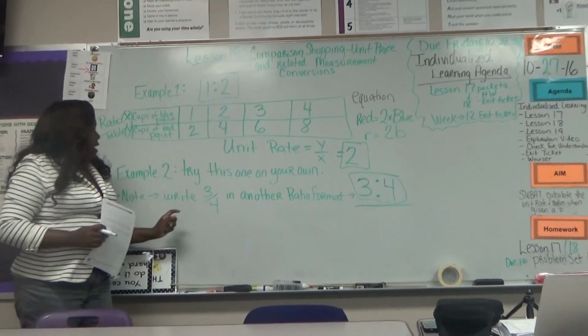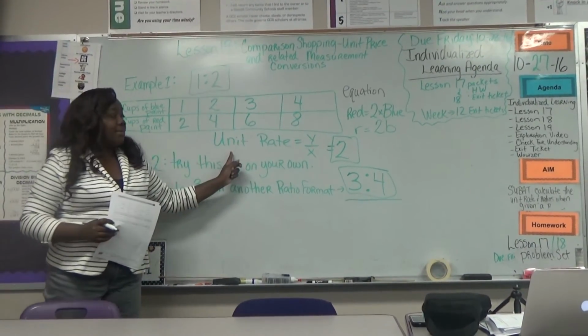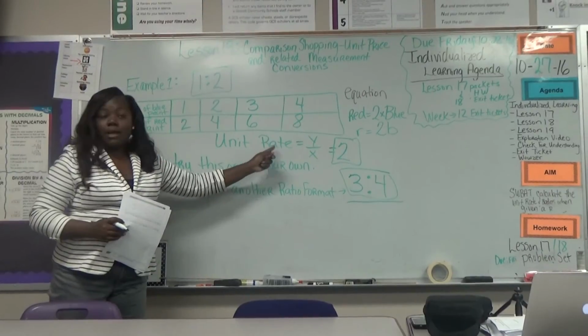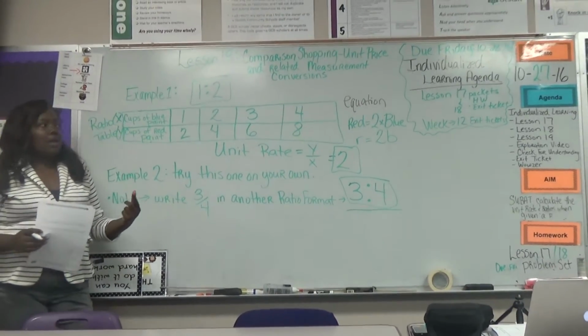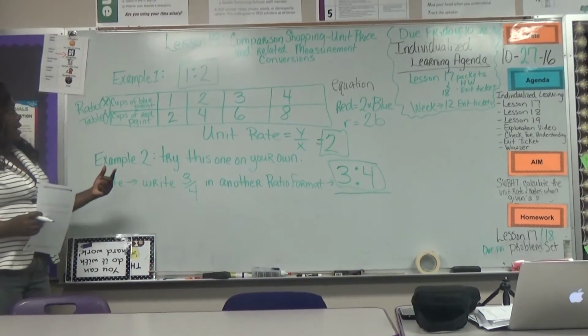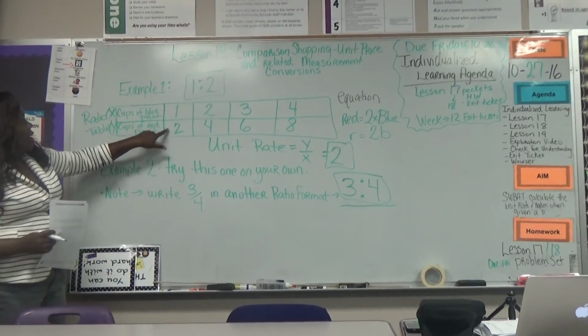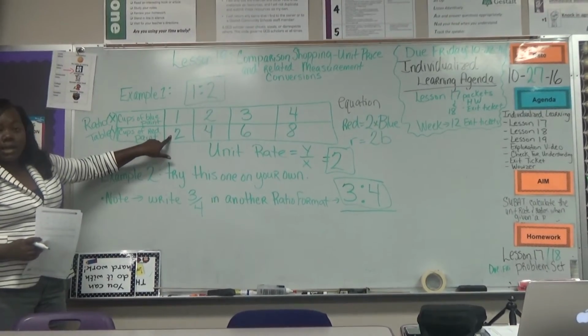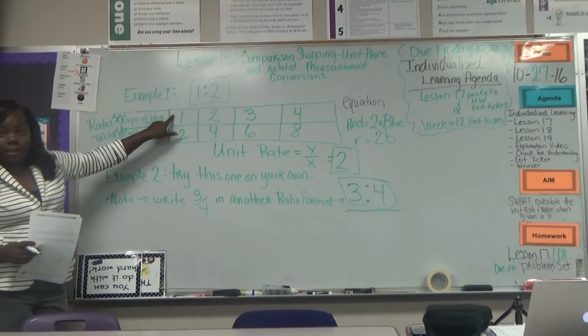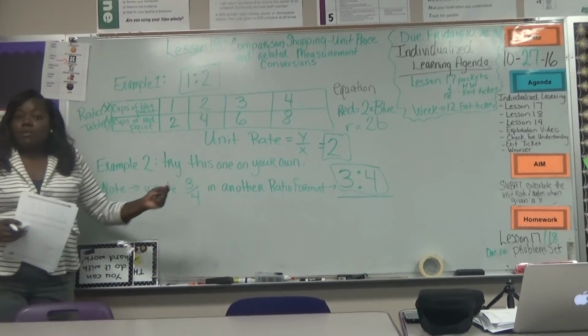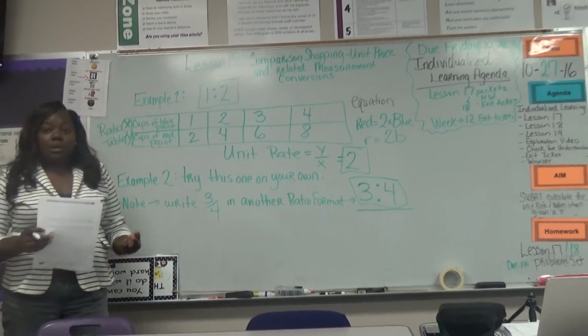So now I'm able to fill in my ratio table just like we did up here. And then I should be able to identify my unit rate from the table. Remember, when you're identifying the unit rate, you have to do Y over X: the second column divided by the first column. That will tell you your unit rate and also what your equation would look like.